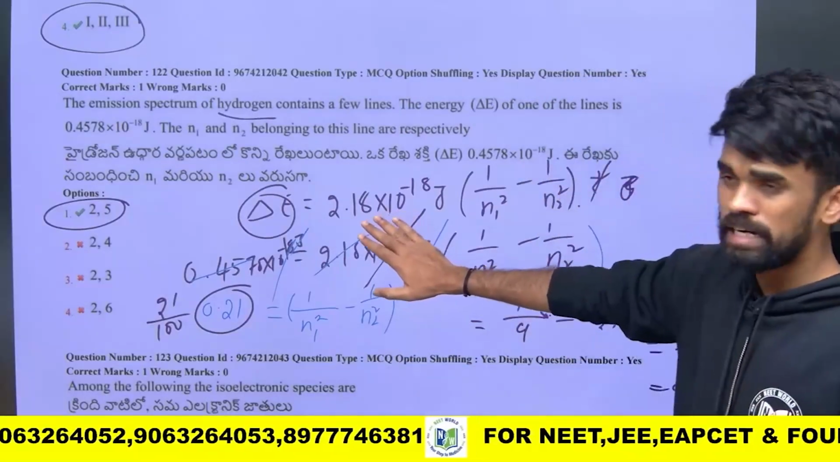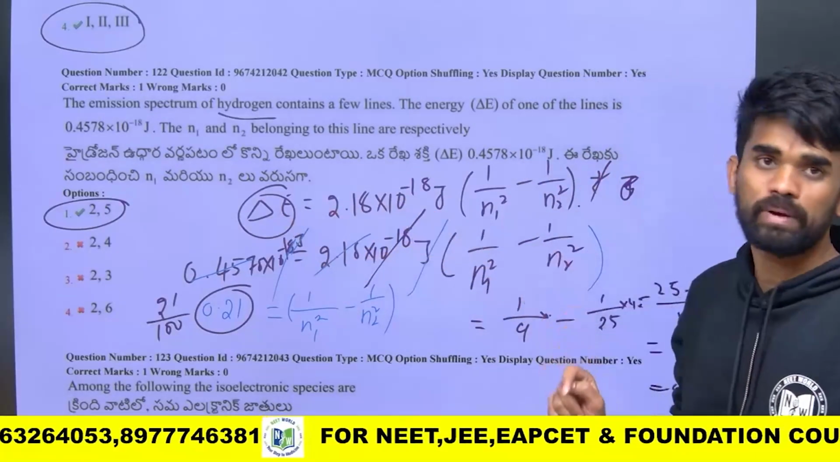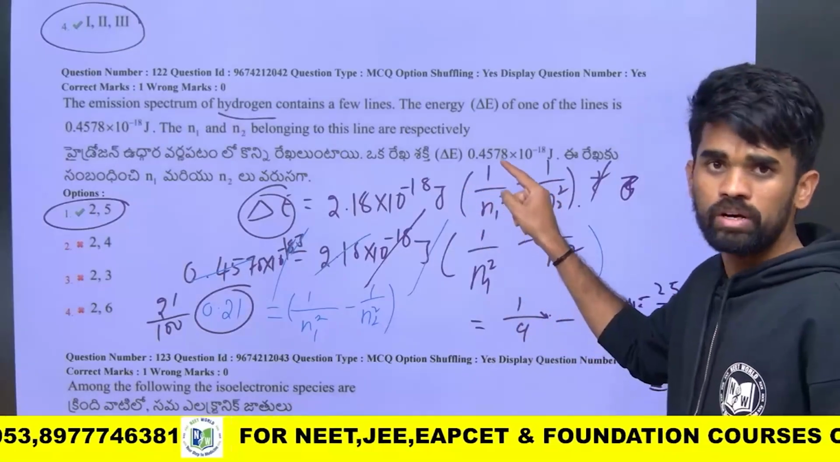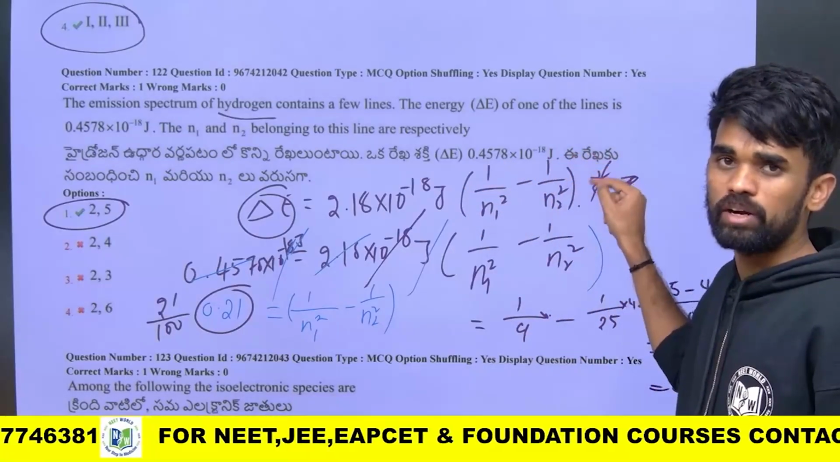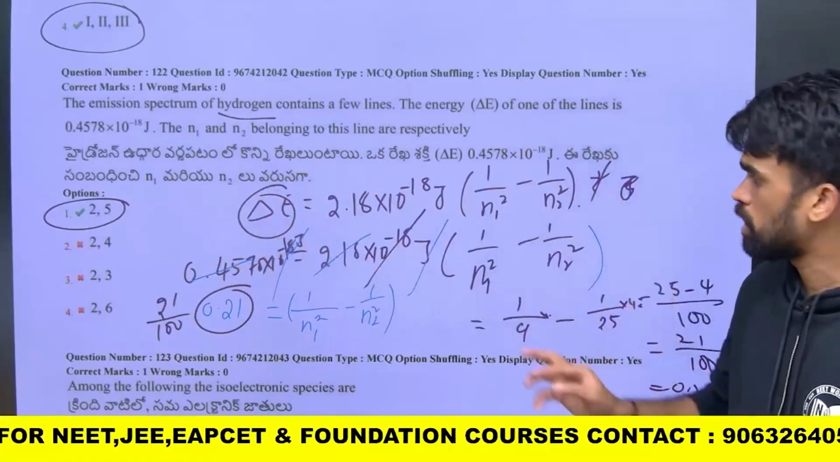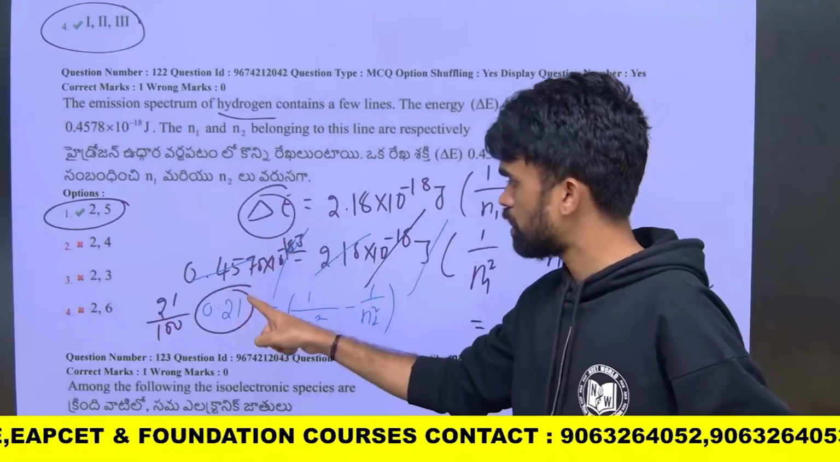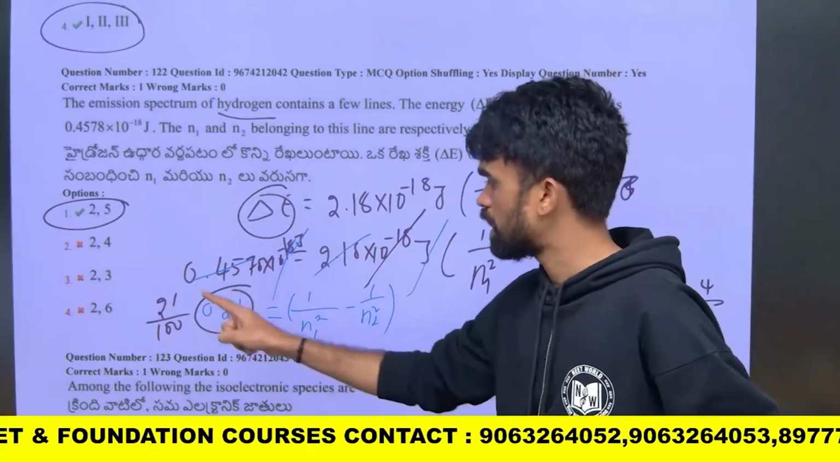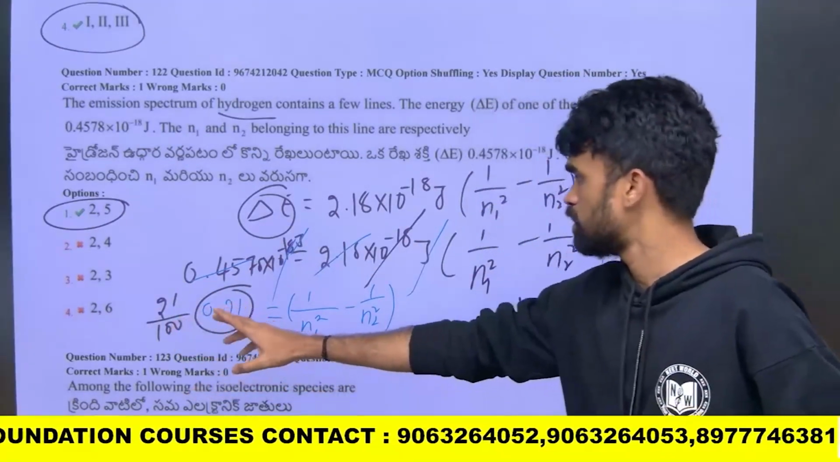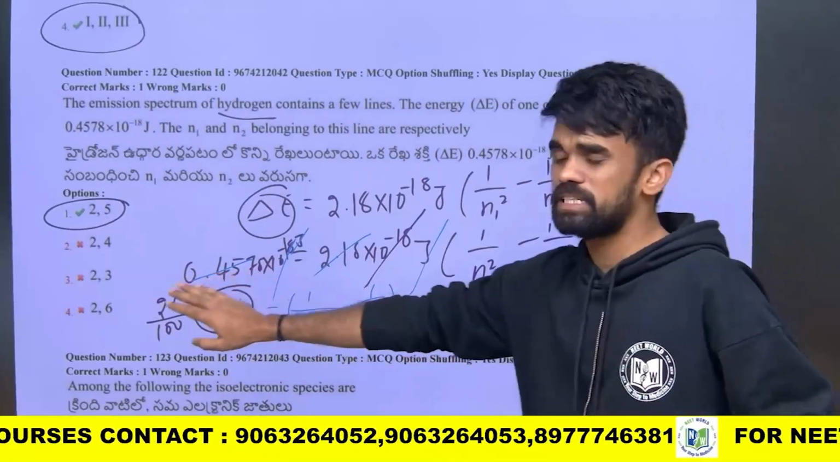So what did I take? I have taken the general formula delta E equals 2.18 into 10 power minus 18 joule into 1 by n1 square minus 1 by n2 square. That's it. So n1 is the lower value, n2 is the higher value. Now this is the energy given. So the ratio you take, the ratio we got is 0.21, I can write 21 by 100 right now. So now this 1 by n1 square minus 1 by n2 square is this value.